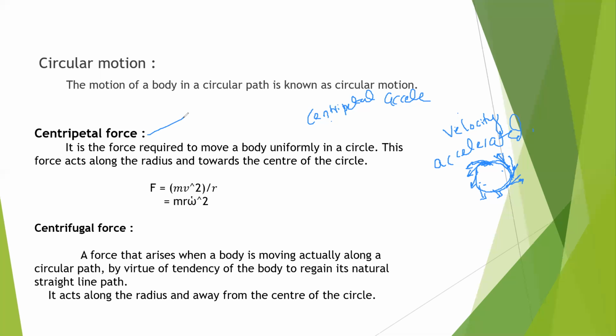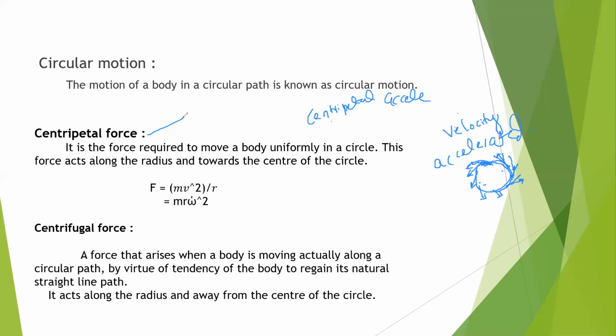So in a circular motion, we can learn three basic definitions. One is centripetal force, which is the force acting towards the center of the circle. Centripetal acceleration is the acceleration with which the body is moving in a circular path. The centripetal force is given by mv square divided by R. We just need to remember the formula.